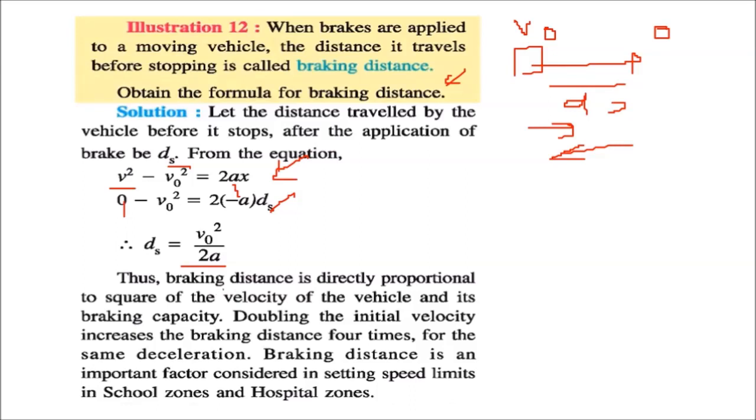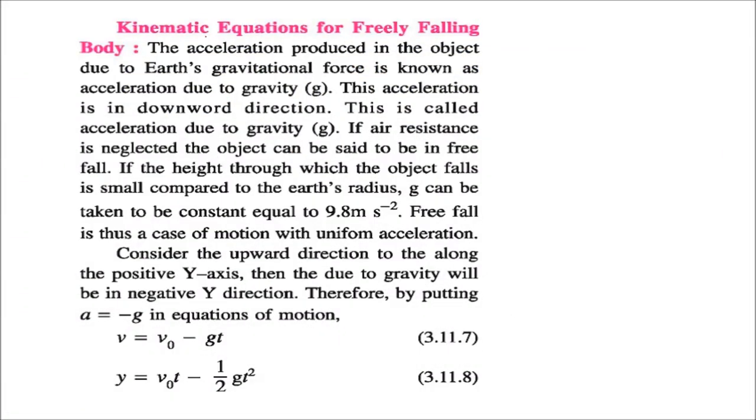So when we apply brake, the braking distance is directly proportional to the square of the velocity of the vehicle and the braking capacity. If you double the initial velocity, it will increase the braking distance 4 times for the same acceleration. Braking distance is an important factor when we decide the speed limit in school zones and hospital zones. Kinematic equations for freely falling body.